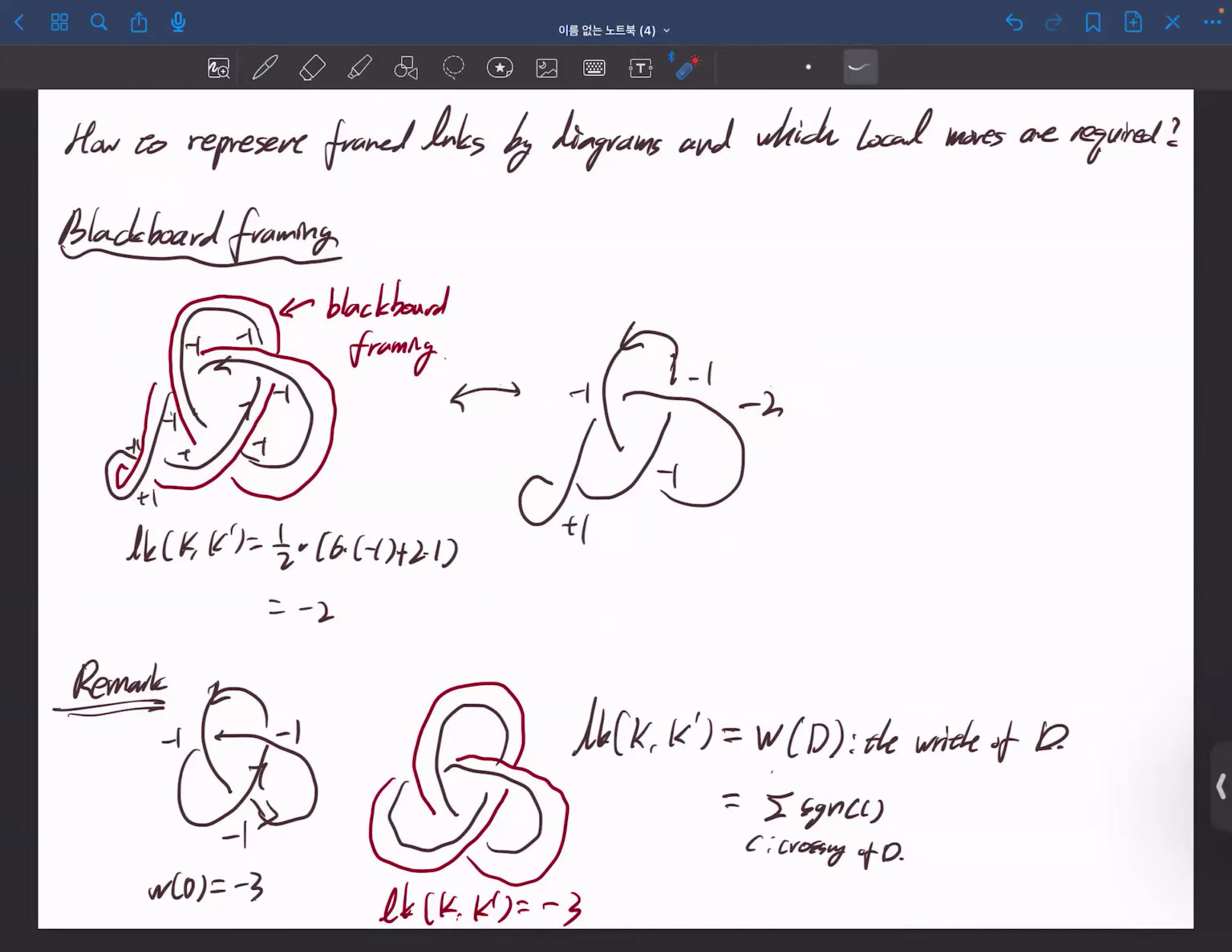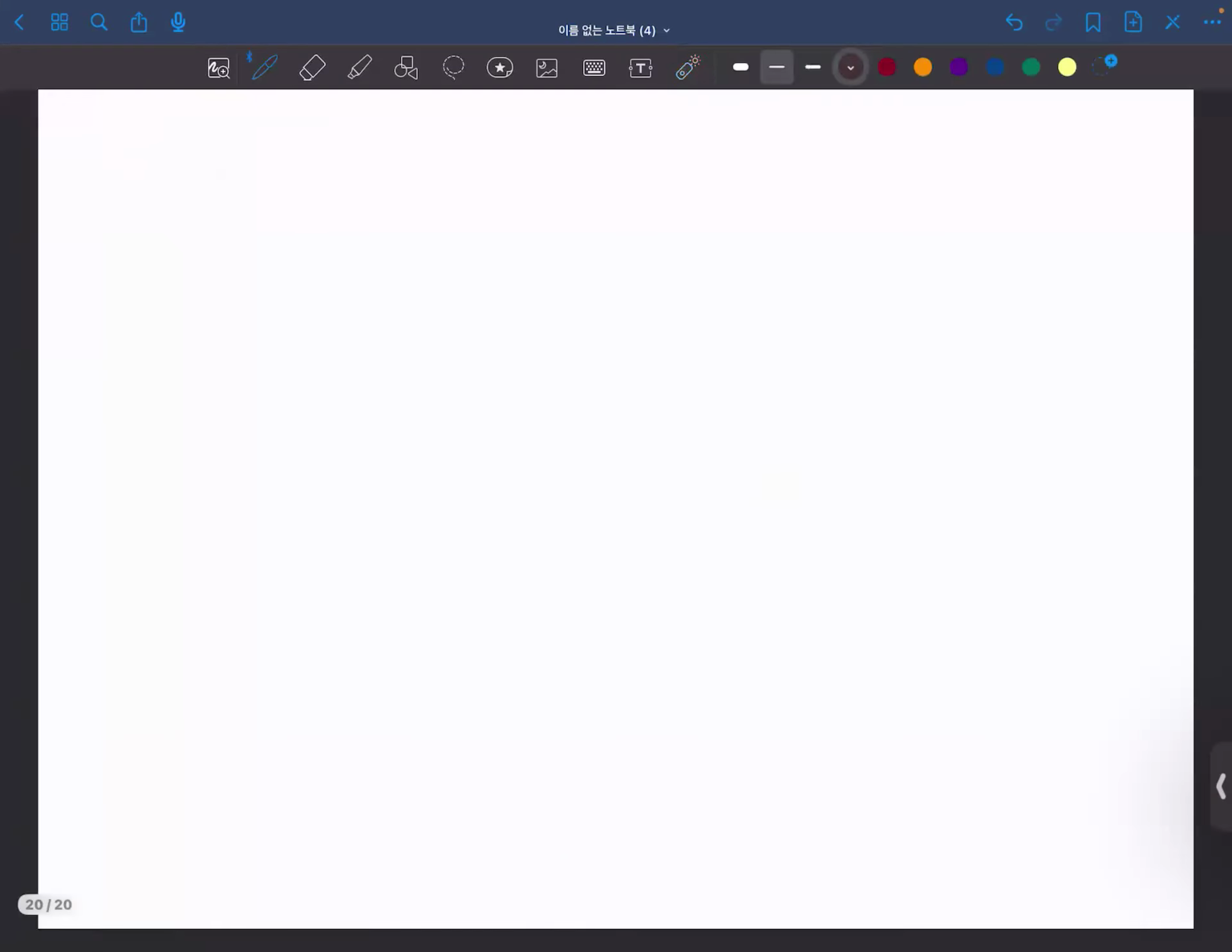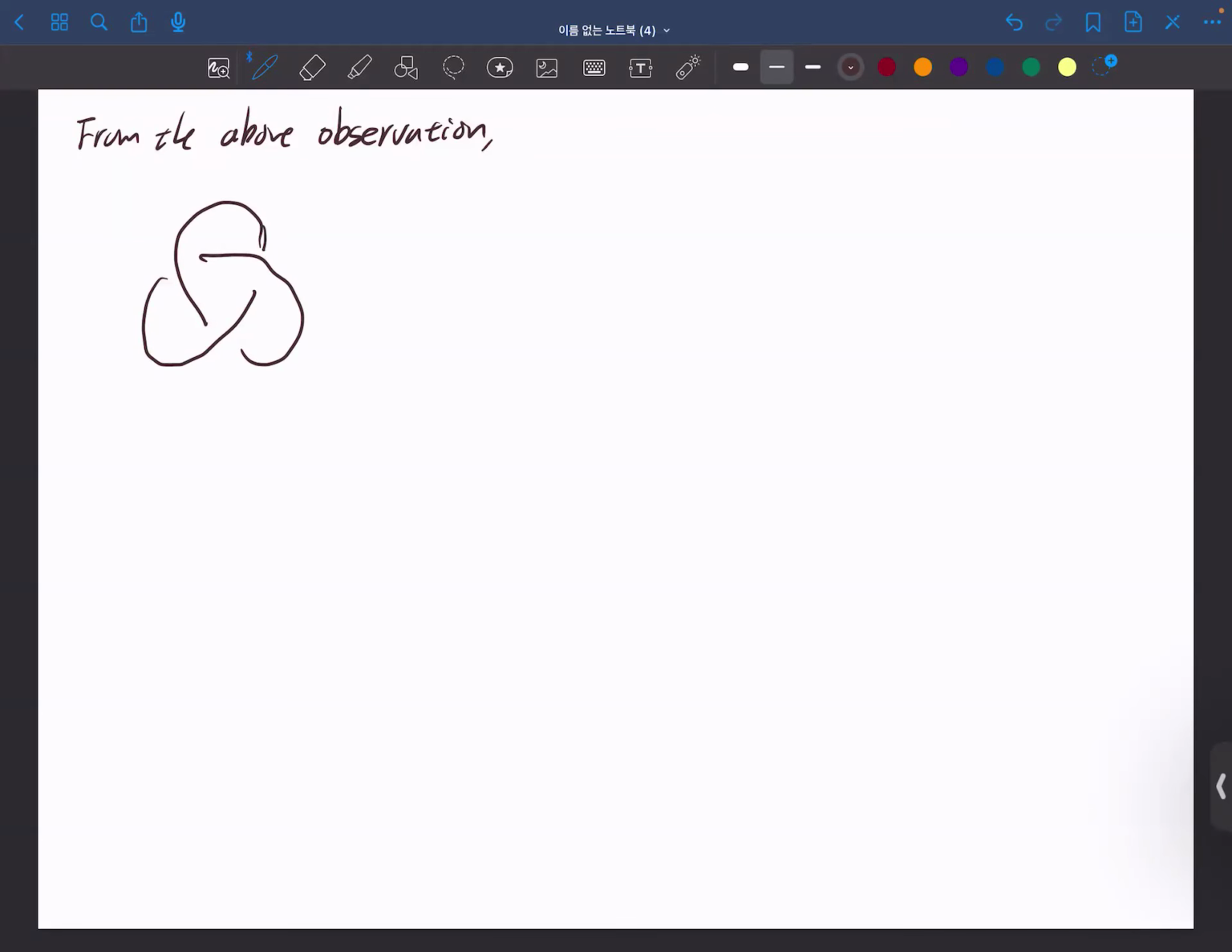So what we can do from the above observation, if we want to get the diagram corresponding to, for example, a knot with framing 0, then you just need to do such kind of thing. You draw a diagram, same as the left one.